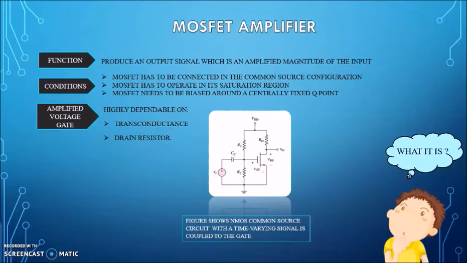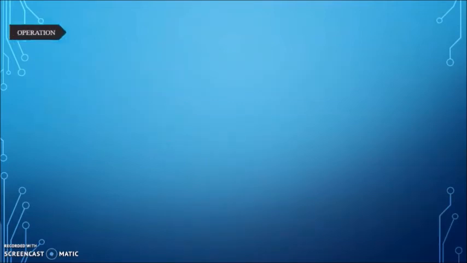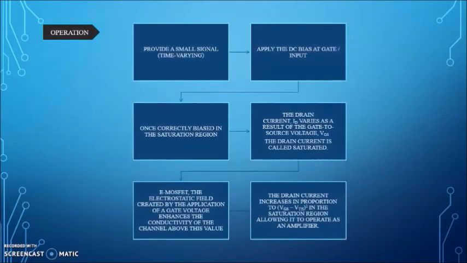The figure shown is an example amplifier in the common source circuit, with a time-varying signal coupled to the gate. Now we will see how the MOSFET amplifier operates. First, we provide a small time-varying signal and apply the DC bias at the gate input. Once correctly biased in the saturation region, the drain current ID varies as a result of the gate to source voltage VGS. The drain current is called saturated.